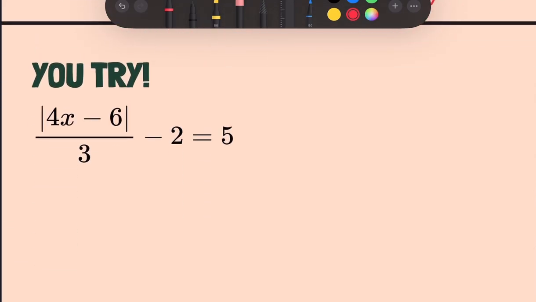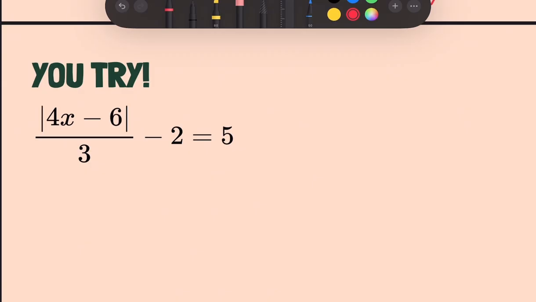So now take a moment to try this last problem. I know it looks intimidating, but just try it out, using the same inverse operations that we've been practicing before. And remember, you want to isolate that absolute value before moving on. So when you're ready, unpause the video and let's work on it together.